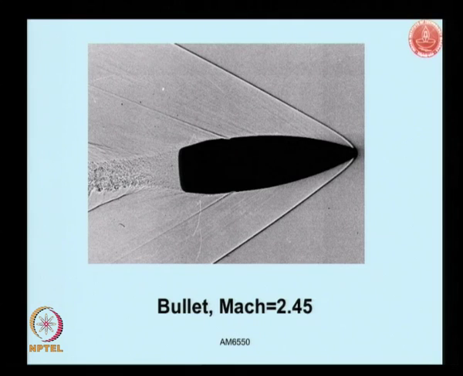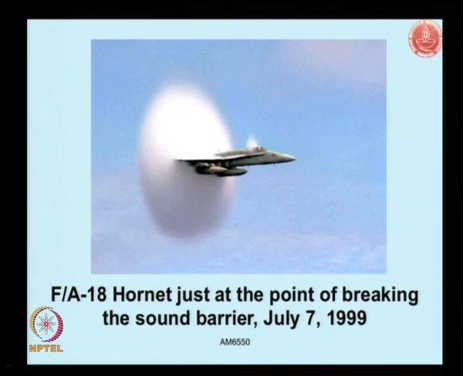Right. So, this is an attached bow shock. So, therefore, the question is how do I relate the shape of this body and the shape of the shock and whether it will be attached or not. Now, we will do that as we go more into details of this. Let us just look at some pictures and so these are some pictures.